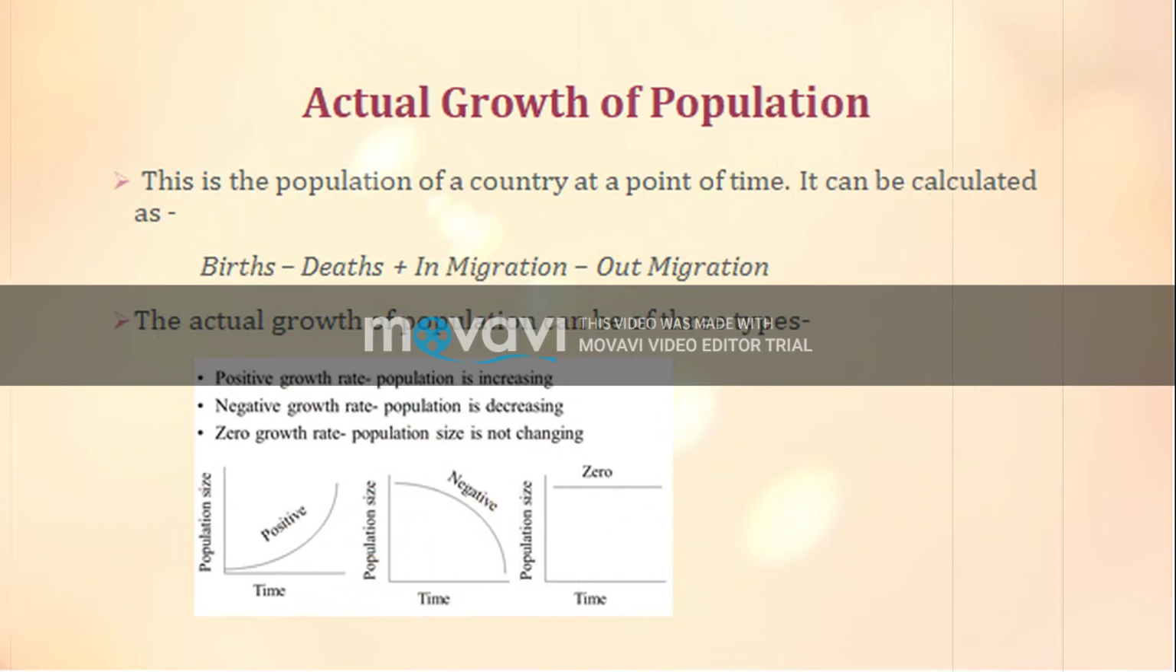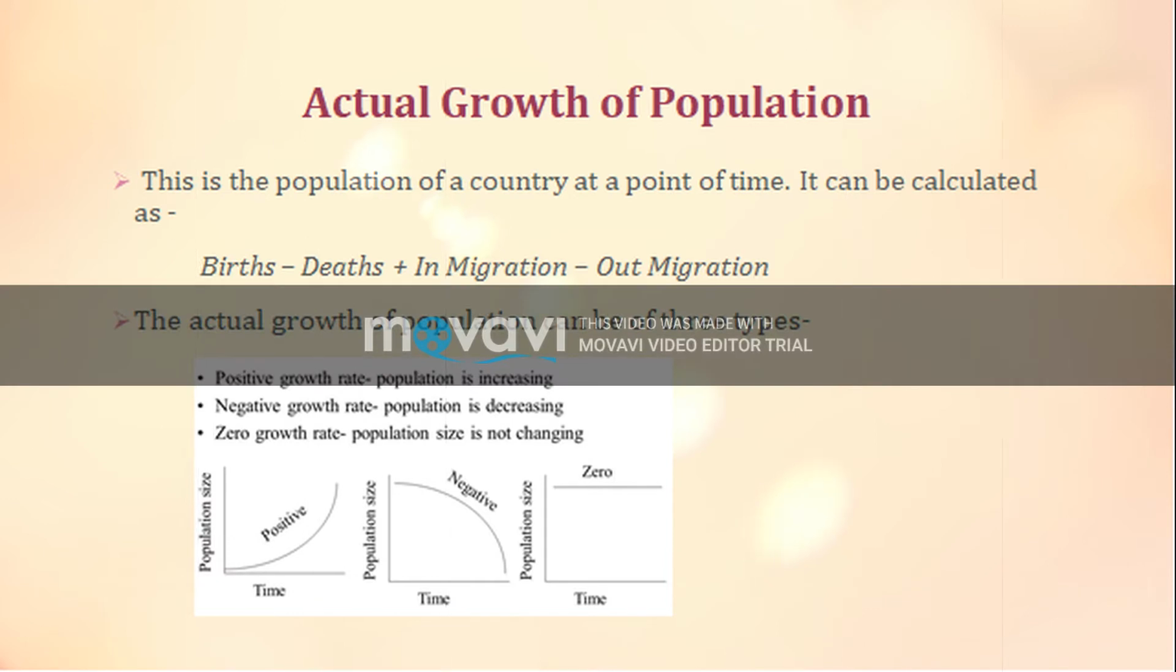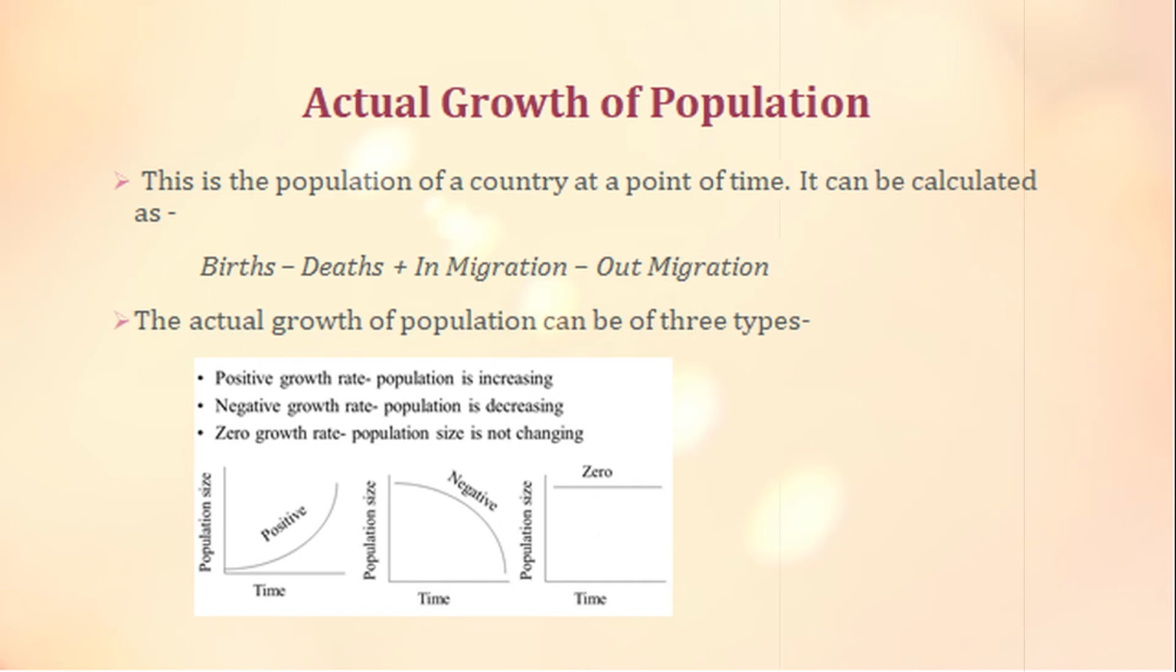Now come to the actual growth of population. This is the population of a country at a point of time. It is calculated as births minus deaths plus in-migration minus out-migration. Actual growth of population is of three types: positive growth rate, negative growth rate, and zero growth rate.